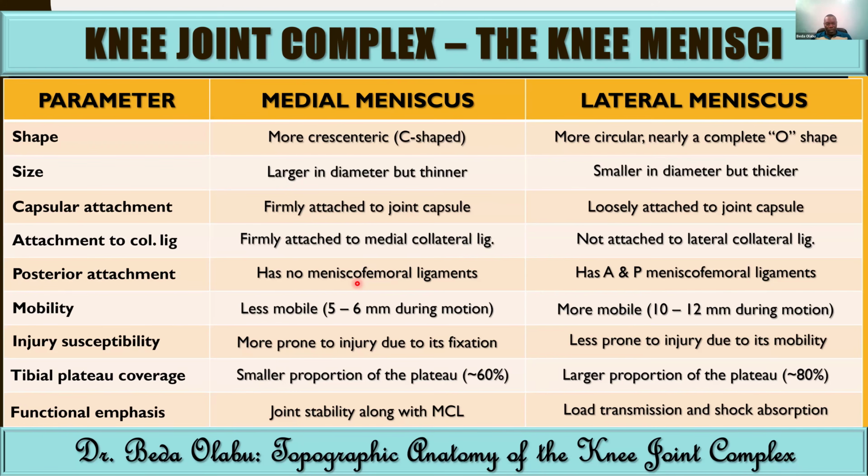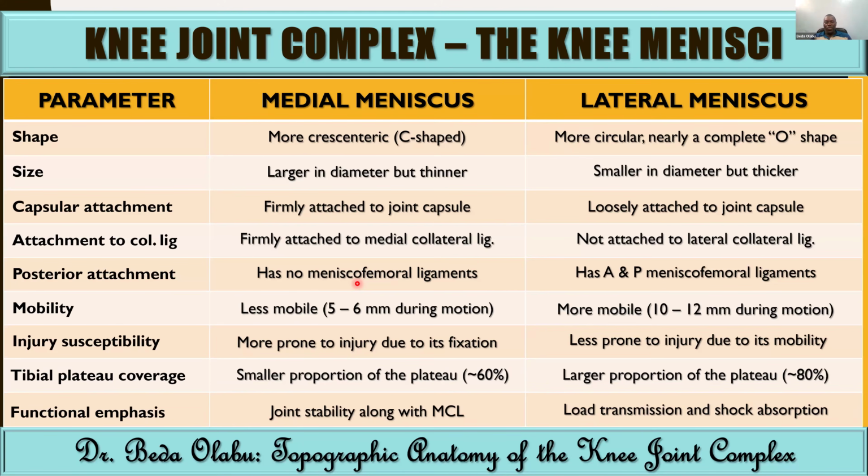Or let me put it this way, that the medial meniscus does not perform much load transmission and shock absorption, but the lateral one does. For a number of reasons. One, because of its size. So the diameter is shorter. That means that when the femur rests on the meniscus, the one that is narrower will have a lot of force compared to the one that's wider.